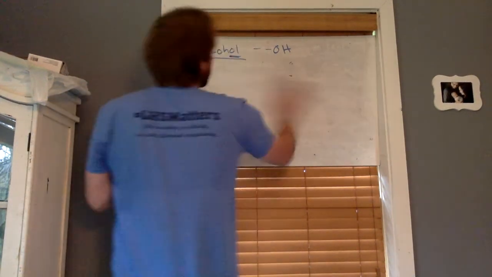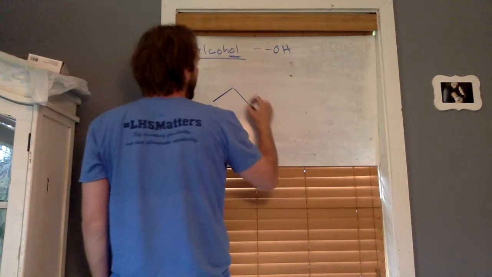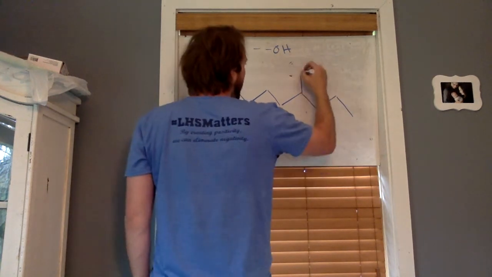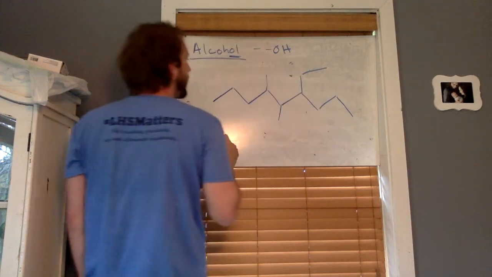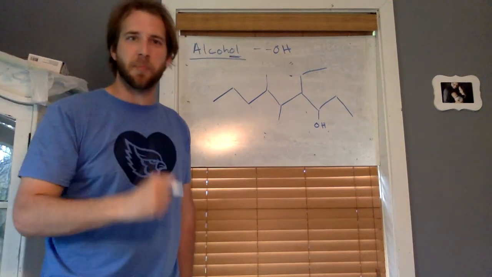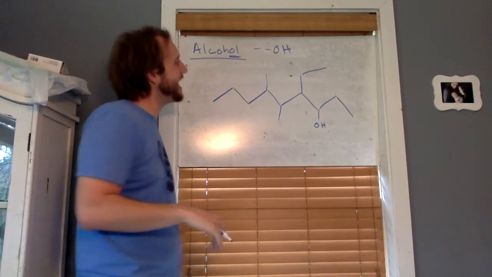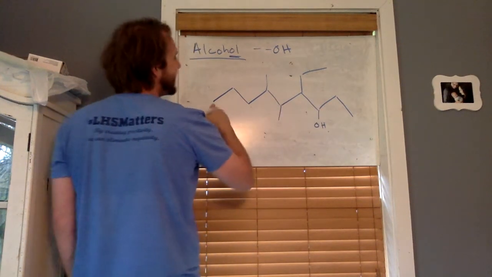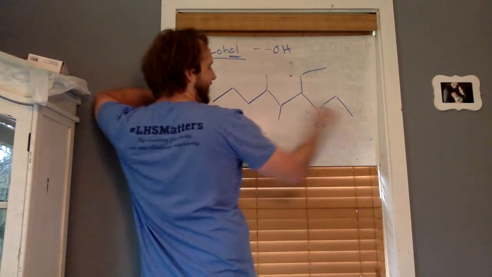Cool. I don't know, one more? Sure, why not? And we'll put an OH right there, just to really make this example count. Always start by finding your longest chain if you're going from a structure back to the name. Looks like I've got 1, 2, 3, 4, 5, 6, 7, 8, 9 if I count that way. Looks like 9 is my longest.